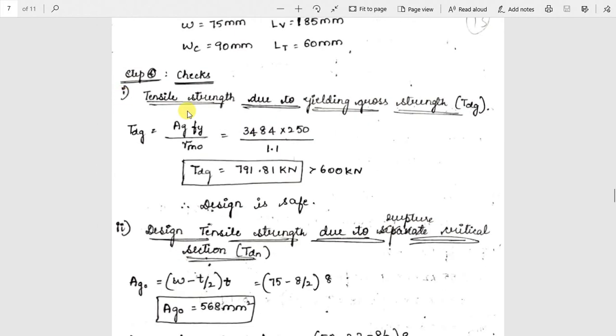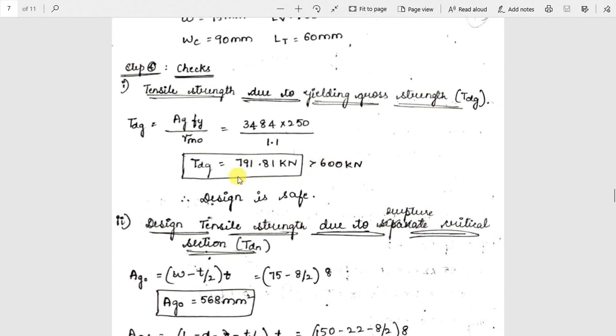So going on to the checks. First check is Tdg equals Ag fy by gamma m0. So here I have to substitute the provided area, the total area of two angles combined, that is the gross area from the steel table, into fy is 250, gamma m0 is 1.10, so Tdg will be 791.81. So it can take a maximum load of 791.81 kN without yielding. But the actual load acting is 600 kN, so it is safe.